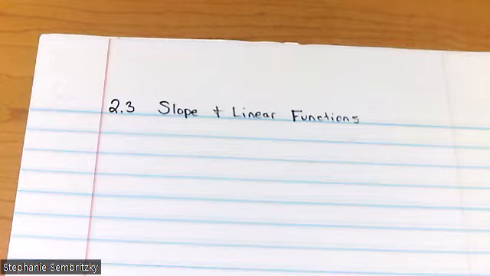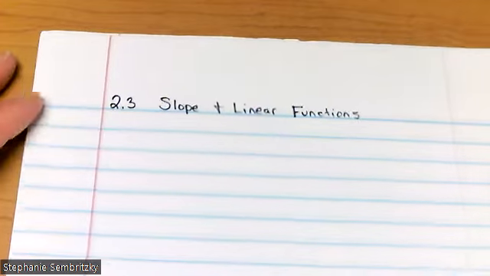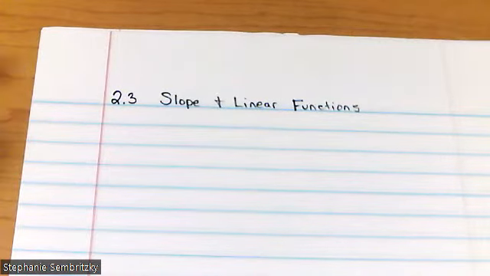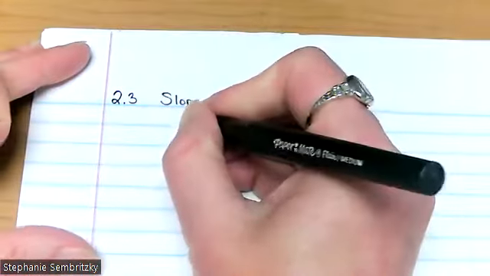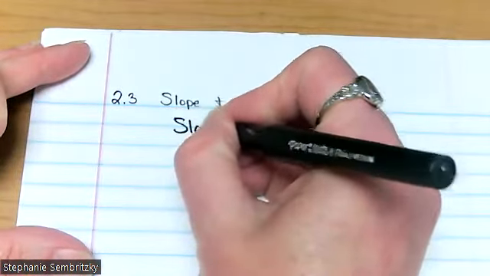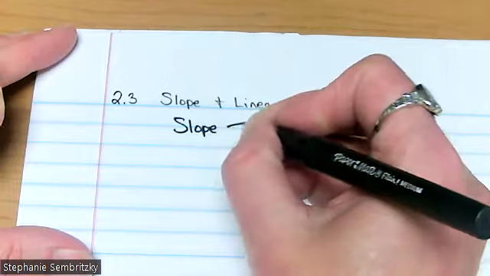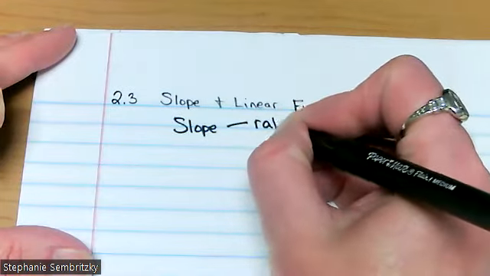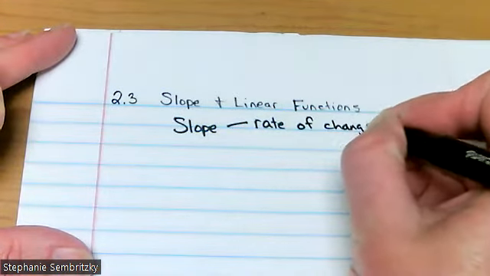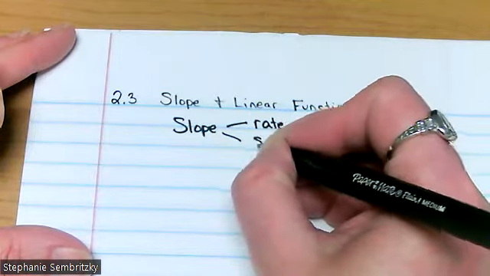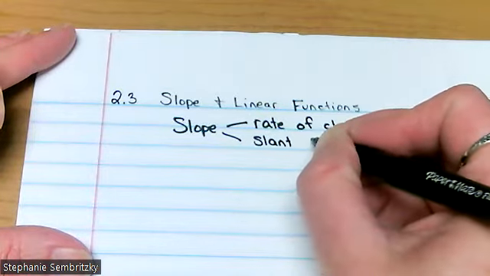So today we're going to review slope and linear functions. Okay, so what do you remember about slope? Well, hopefully when you think of the word slope, you think rate of change. Or maybe you think that's the slant of the line. That's how much it's slanted.